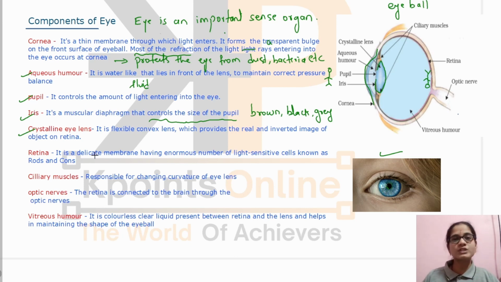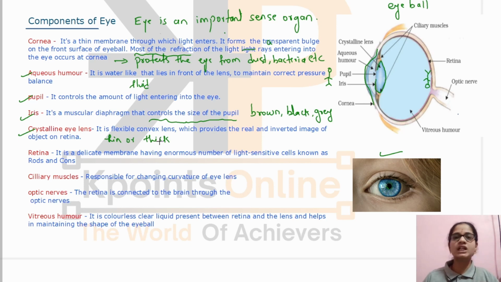And the special feature of this crystalline eye lens is that its focal length can be changed. This eye lens can become thin or thick based on the position of the object you are going to see. When you are seeing an object at a far distance from you, this lens can become thin. If you are going to see an object nearer to you, then the lens becomes thick, so that the focal length of this lens can be changed.